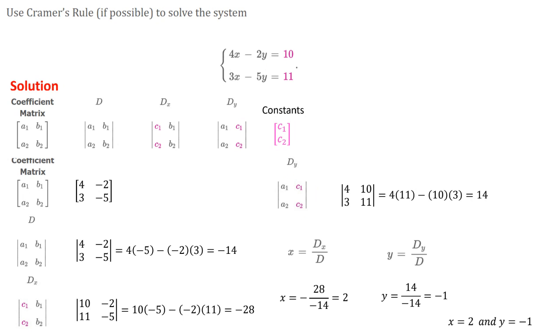So for dx, we got 28. For d, we got -14. So x is equal to 2. And then y is 14 divided by d, which is -14. And so we get y is equal to 1. So the determinant and the inverse are just other ways of solving these systems, okay?